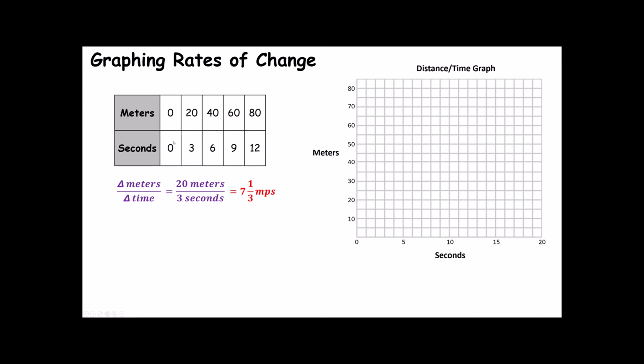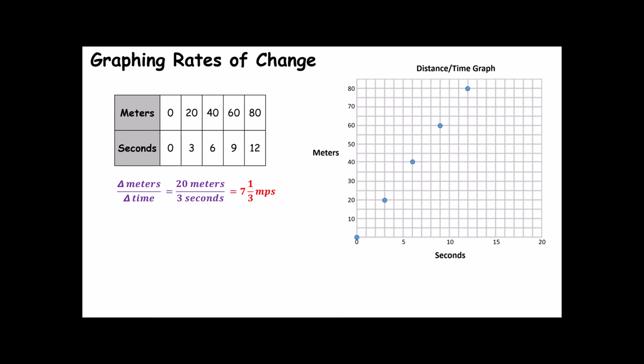So what I'm going to do is plot these rates as coordinates on my distance time graph. So you can see my first coordinate is going to be 0 meters, 0 seconds. So I'm going to go down here to the point 0, 0, and I'm going to put a dot. Then I'm going to go to the right 3 spaces over 3 seconds, and I'm going to go up 20 meters, so over 3, up 20, and I'm also going to put a dot here. Notice that these 2 points represent these 2 ratios. I'm then going to more quickly do 6 seconds and 40 meters, 9 seconds and 60 meters, 12 seconds and 80 meters, and I'm going to look at those dots on my graph.